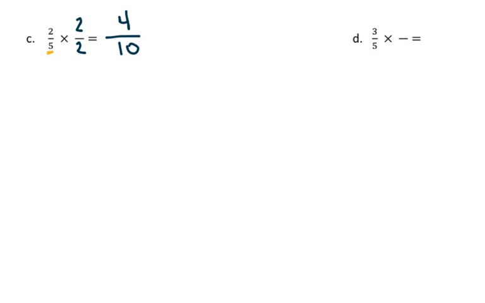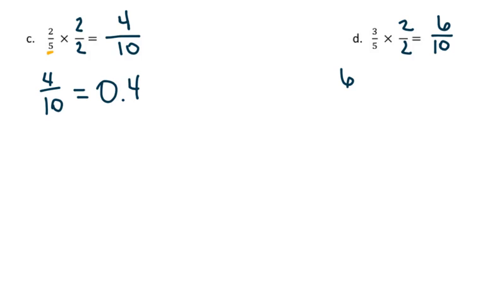Now what the students need to do is have 4/10 as a fraction and write it as a decimal. So 4/10 is equal to 0.4. Okay? And we'll do the same thing on the other side here, and I already know my denominator of 2. And I'm going to go ahead and multiply this out. And I have the answer of 6/10, and 6/10 written as a decimal is 0.6.